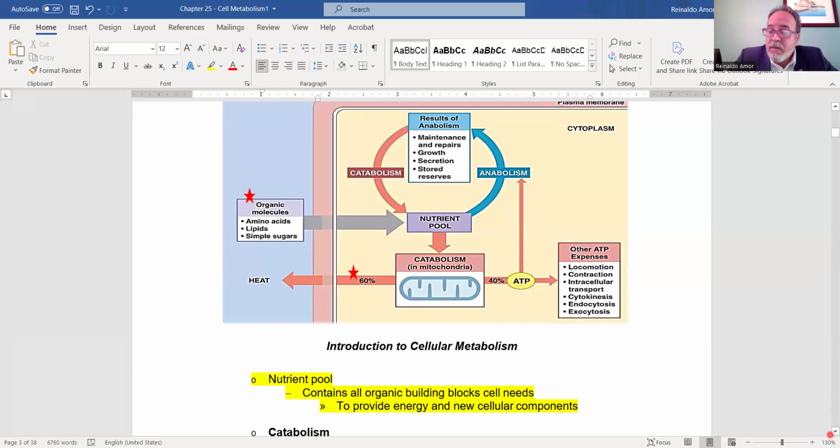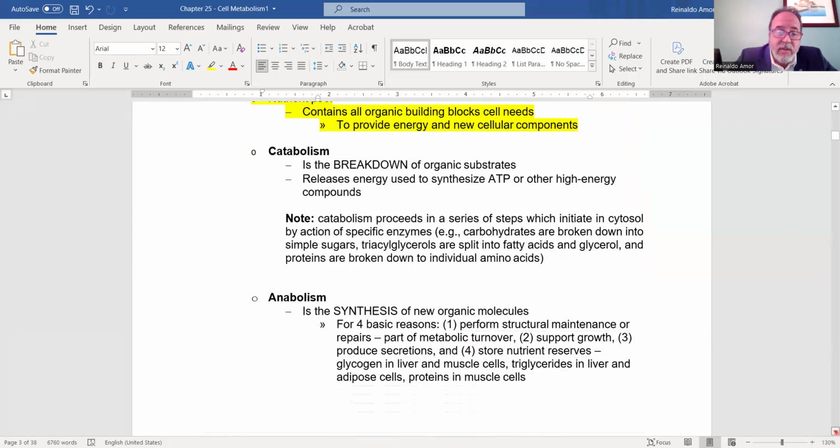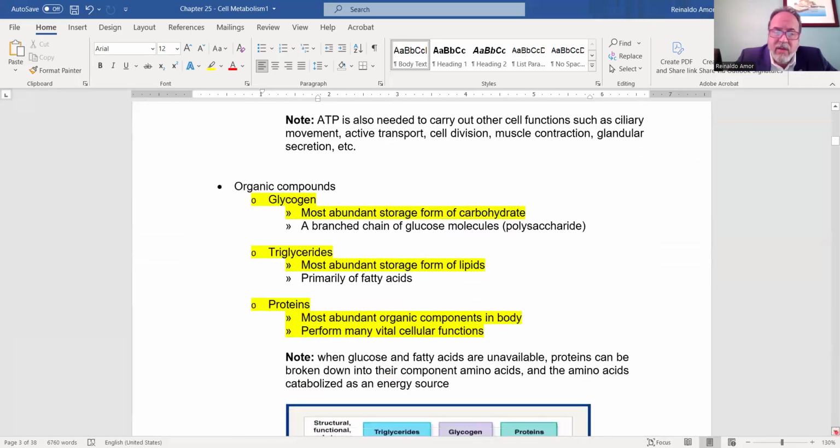Okay, so if you need to build something like protein synthesis, you need to have energy. You need to invest in energy. Okay, let's move on. Let's get right into glycolysis here.